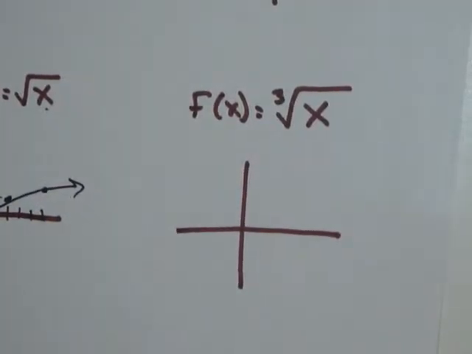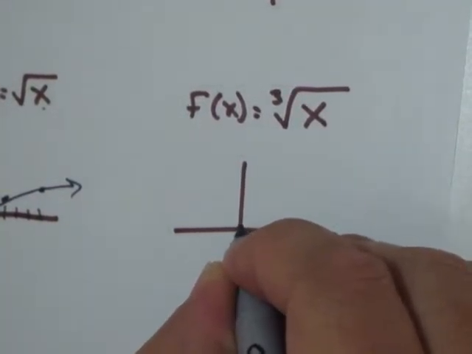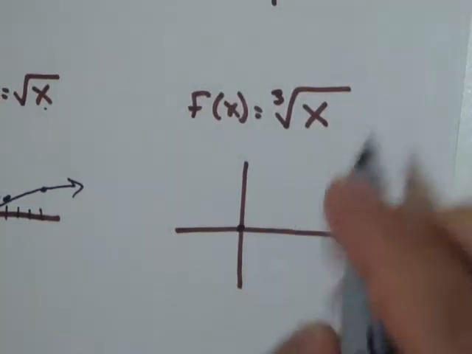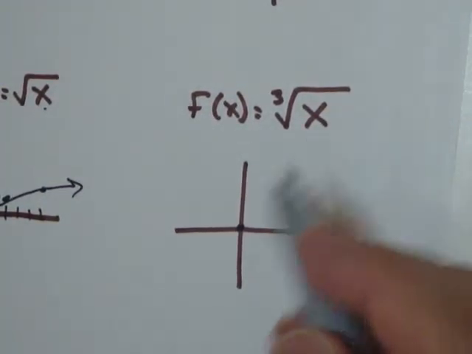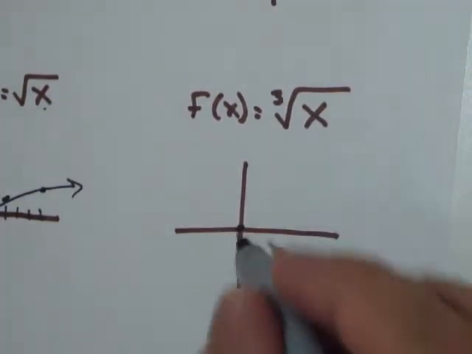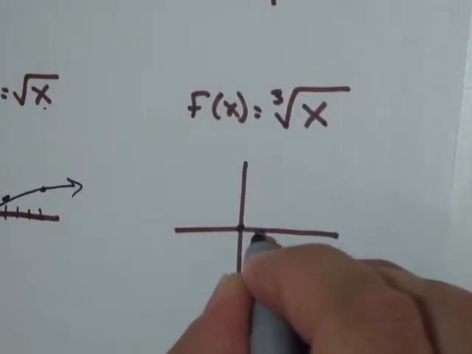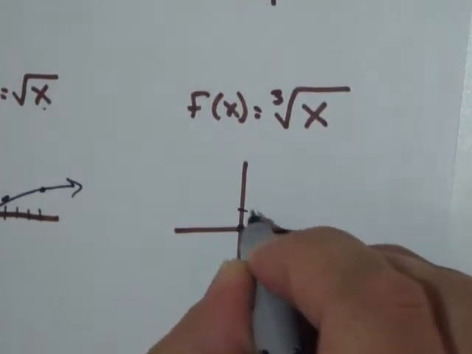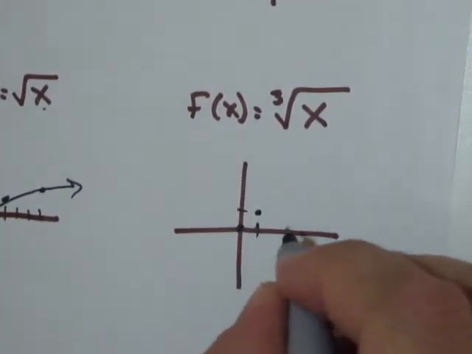The cube root function: the cube root of something is the number that you had to cube to get that number. So if 0 goes in, what number do you cube to get 0? Well, 0. So 0 is in there. For 1, what number do you have to cube to get 1? Well, 1. And now we have to get creative again.